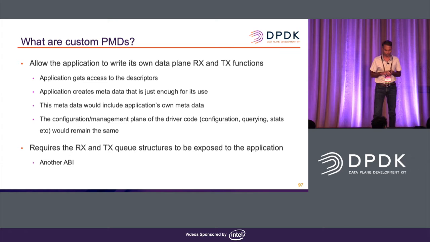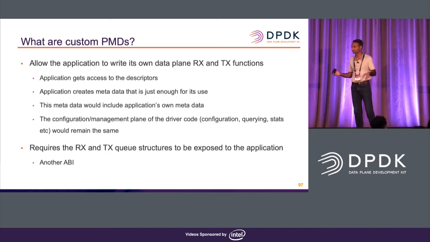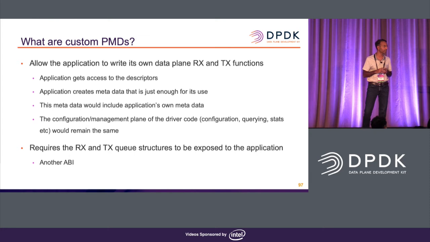Okay, so now, what are custom PMDs? This is one solution that I think can help, but there are a lot of issues associated with it, a lot of work to be done, but we'll see. So what am I proposing here? What I'm proposing is we should allow the application to write its own RX and TX data plane calls. Instead of the application depending on the Ethernet RX and TX burst APIs, can we allow the application to write its own RX and TX functions?